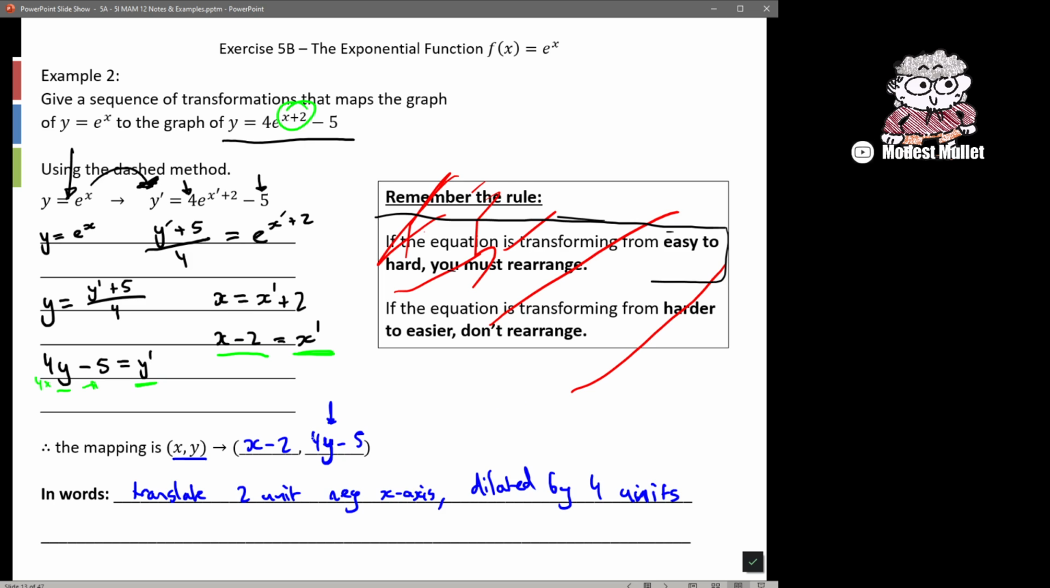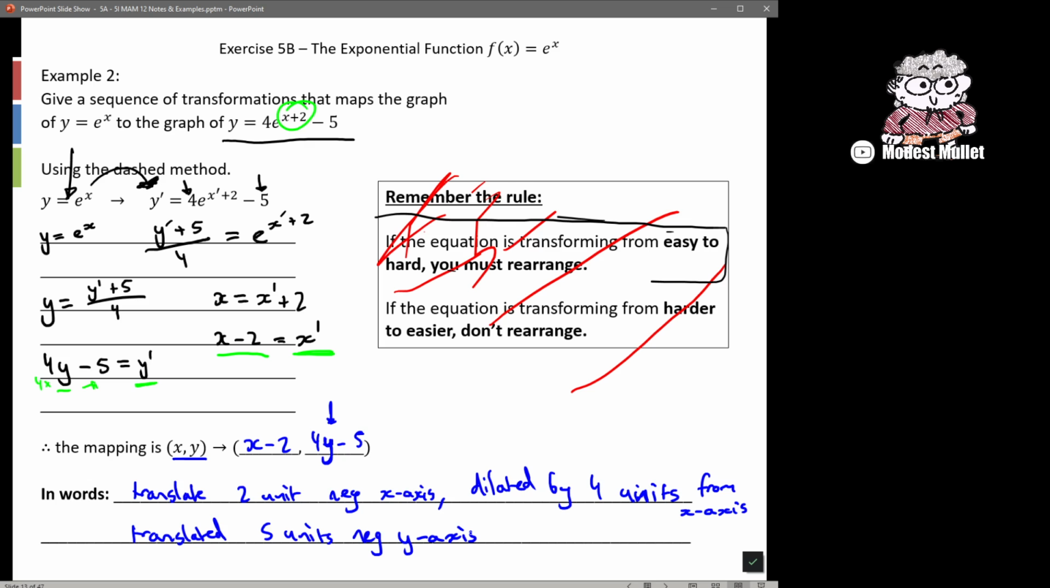Now it's the y coordinate, the y value that's being affected. So what axis are we actually stretching away from? Well, if we're increasing our y value by 4, we're actually stretching away from the x-axis, so we dilate by 4 units from the x-axis. And then lastly, we've got the subtract 5, so we have also translated 5 units in the negative y-axis direction.